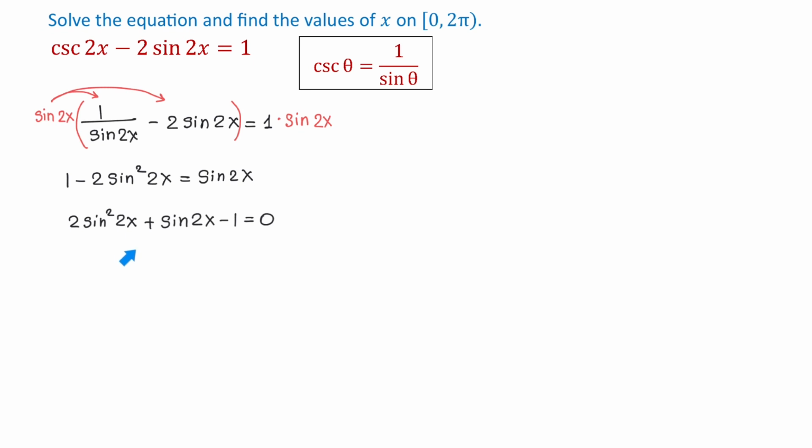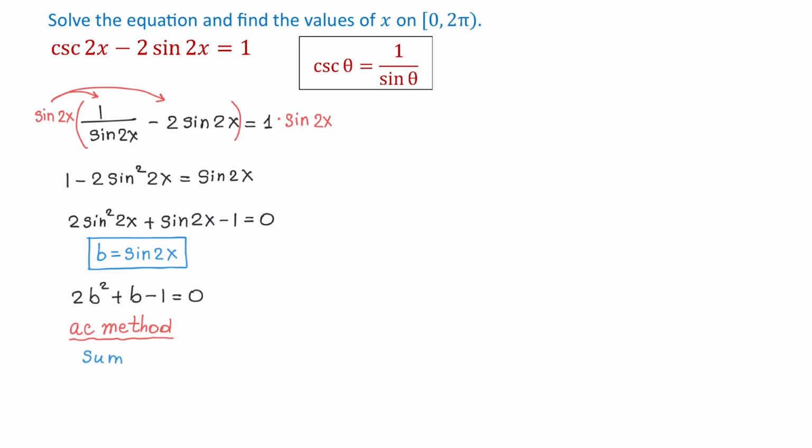Now the equation has 3 terms on one side, and we will make the following substitution. We will replace each sine of 2x with the letter b, so b equals sine of 2x. Then we will have 2b squared plus b minus 1 equals 0. And now to solve this equation for b, we will factor the left side using the AC method. This method involves the sum, the product, and grouping. So we will need to find two numbers whose sum is 1, and 1 is the coefficient of b, and the product is negative 2.